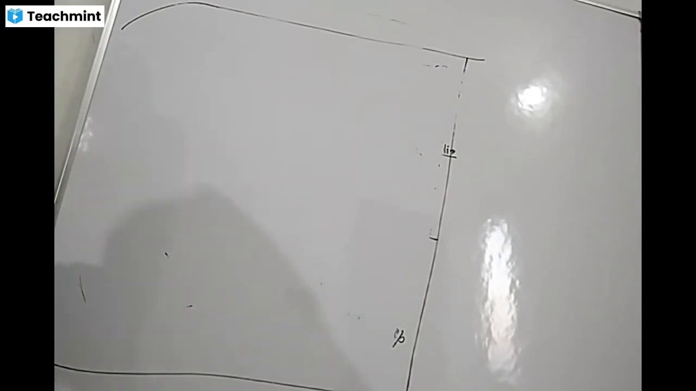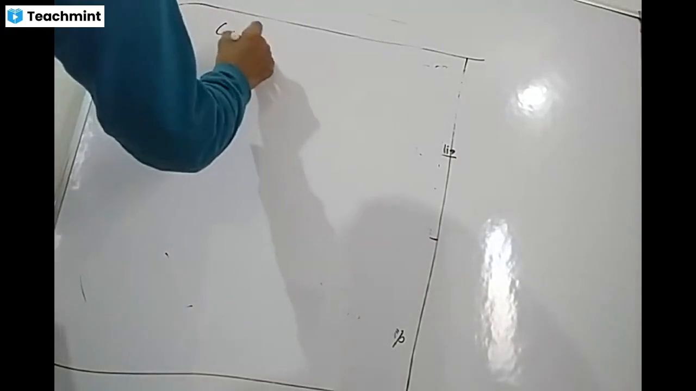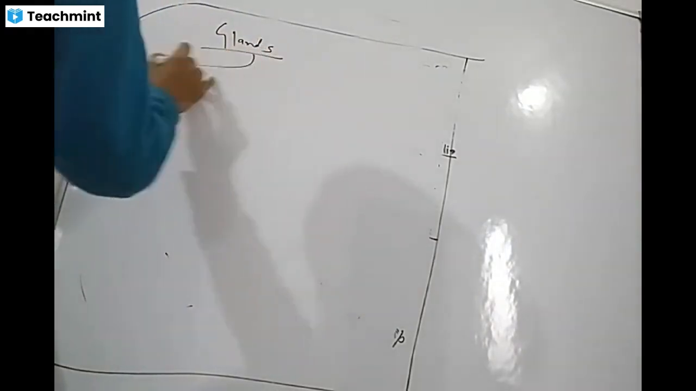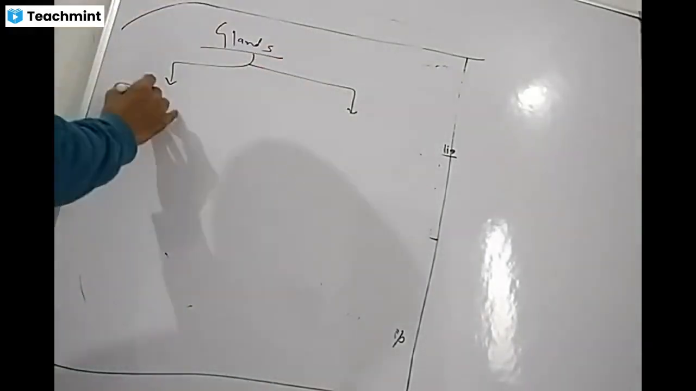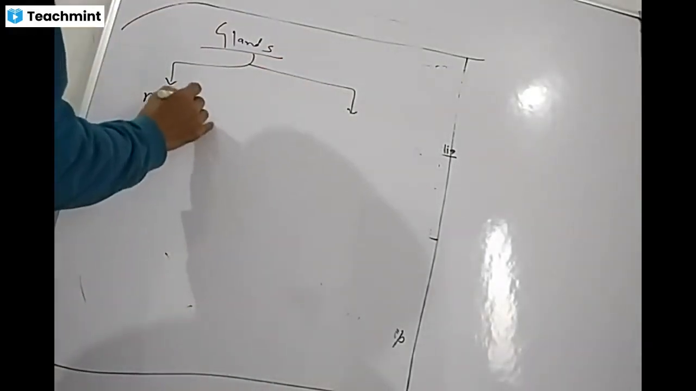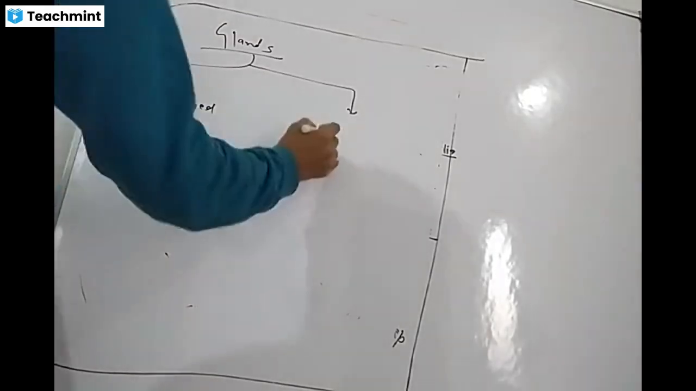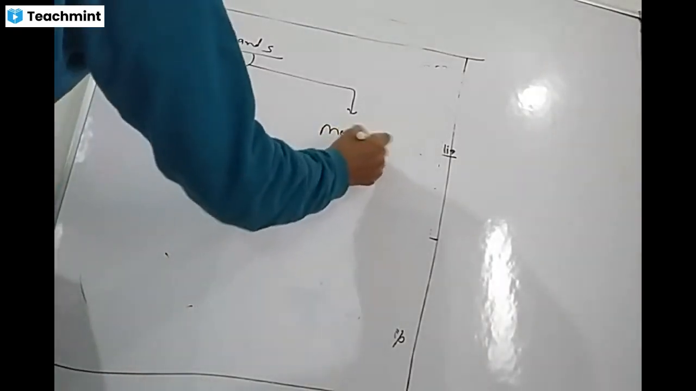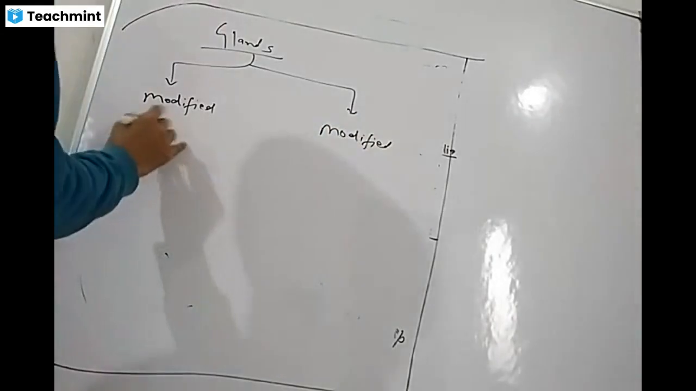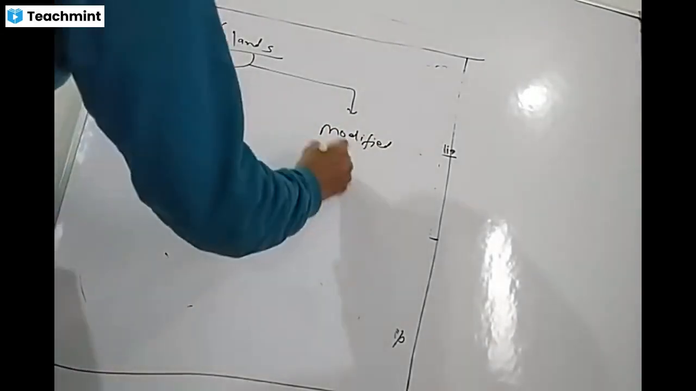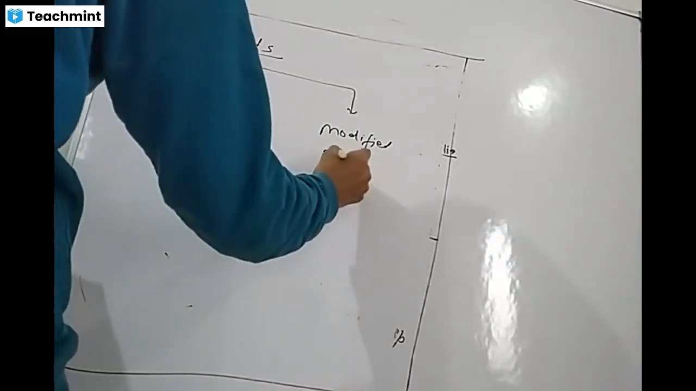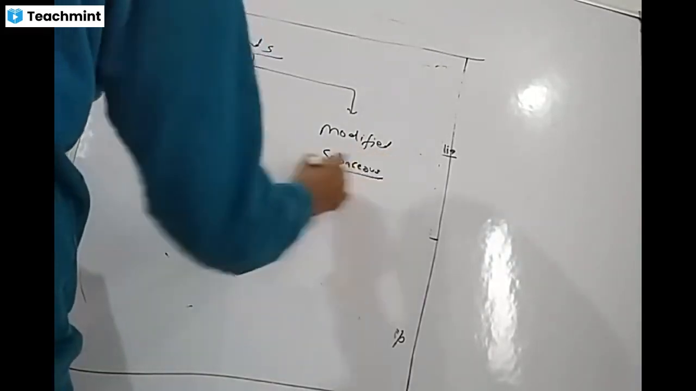So first we'll see the glands. As we know, there are basically two types of gland. In the eyelid also there are two types: modified sweat glands or modified sebaceous oil glands.